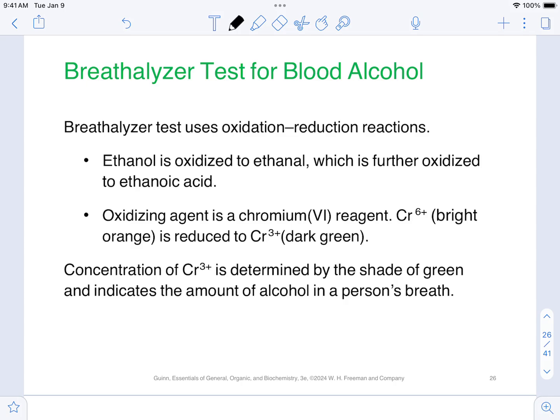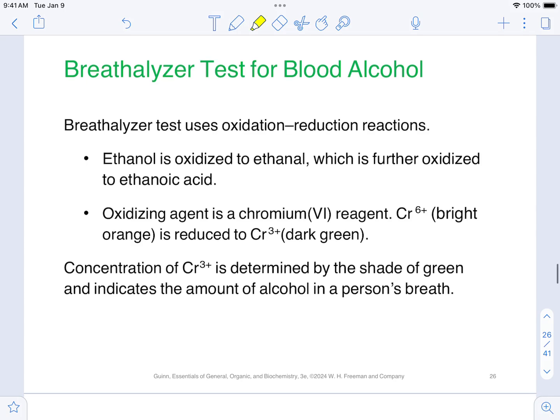This is actually how breathalyzer tests work, oxidation reduction reactions. So what happens here is ethanol, the alcohol, is oxidized to ethanal. And then that is oxidized to ethanoic acid. So we have our primary alcohol. Then we have our aldehyde. And then we have our carboxylic acid. And that's what we just looked at on the other page.